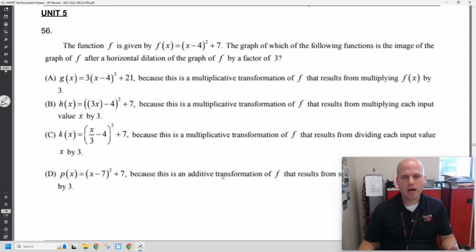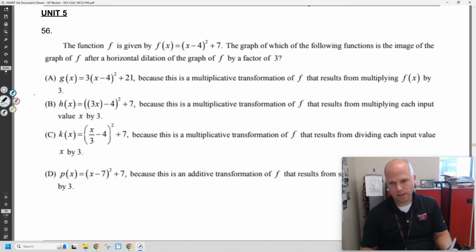All right, unit 5, let's do it. How many more do we have? Not that many? These are easy, right?